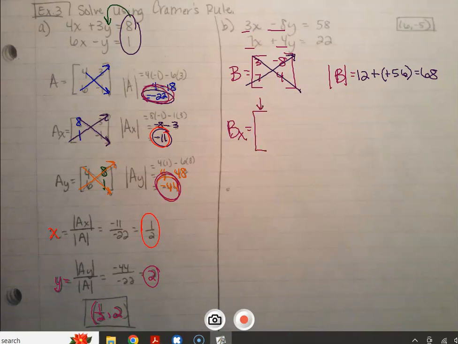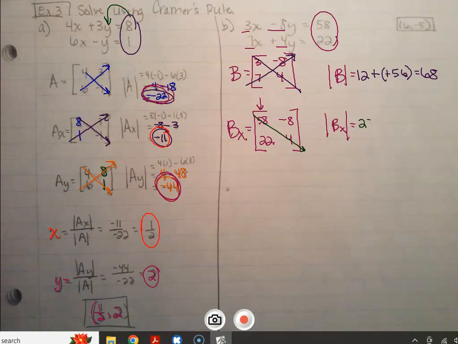So we're going to replace this column with the answers, 58 and 22, and we're going to keep the negative 8 and 4. Okay, so the determinant of B sub x equals. I'm going to grab my calculator again because those are some bigger numbers. 58 times 4 is, that can't be right, I got 0. 232. I was like, what? Let me check that though, because 58 times 4, 232, okay.